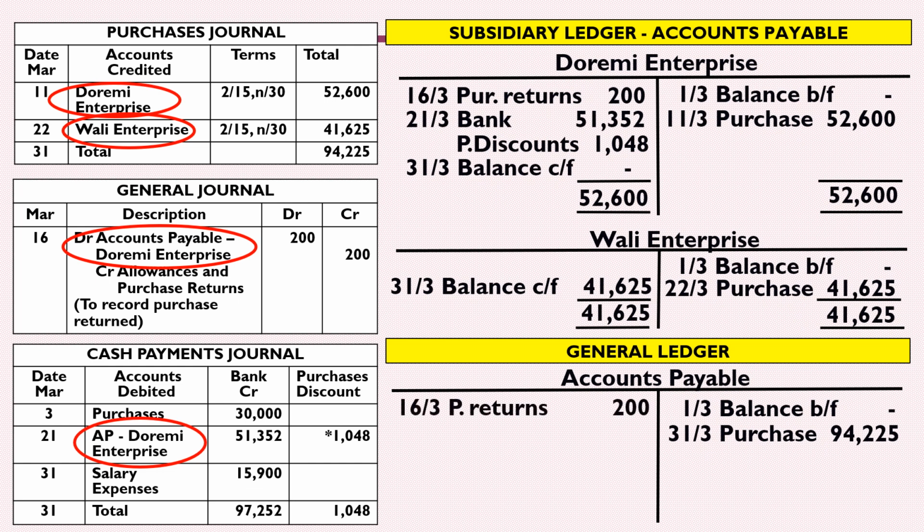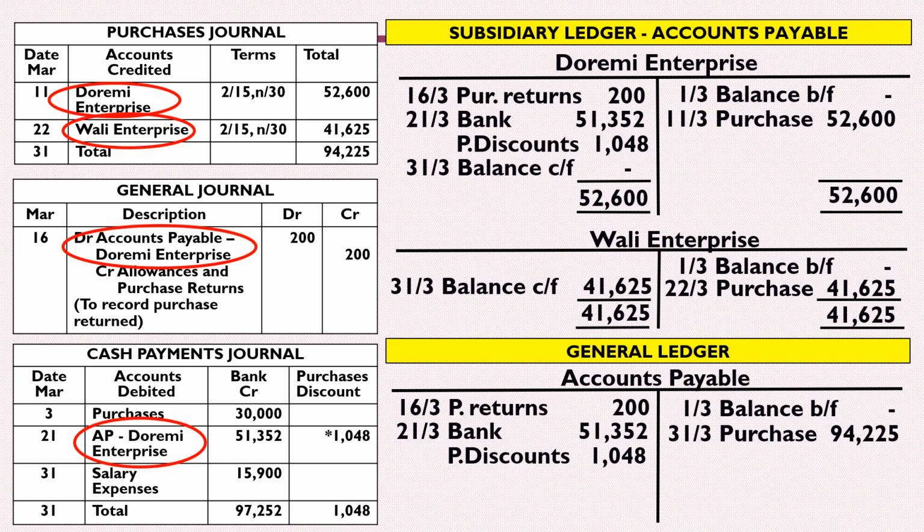Then, record the purchase return from the general journal, that is from Dani Enterprise, amounting 200. And then, write down the payment, that is also from Dani Enterprise, amounting 51,352, and also purchase discount 1,048.